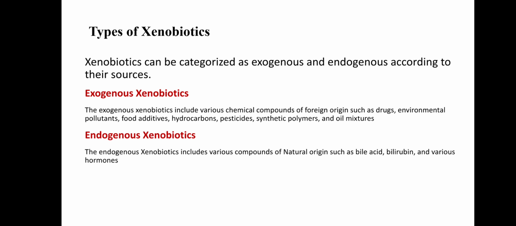Xenobiotics can be categorized as exogenous and endogenous according to their sources. But actually the main or basic types of xenobiotics are, first, natural and, second, synthetic. In natural we will learn about fungal and bacterial classifications, that means bacterial toxins, mycotoxins, herbal toxins, human secretions. And in synthetic we learn the degradation of drugs, pesticides, fungicides, chemicals, for example alcohol or methanol. And the classification of xenobiotics is endogenous xenobiotics and exogenous xenobiotics.